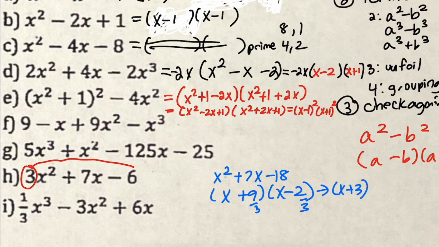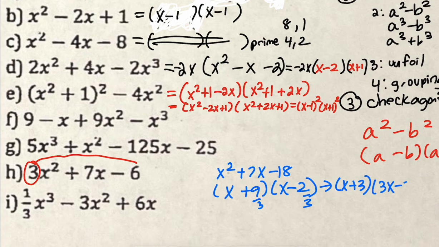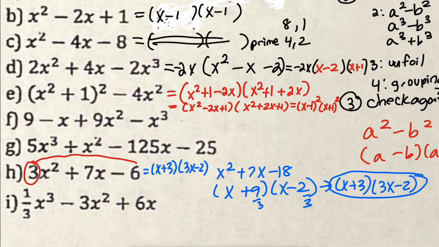But the 2 does not divide by 3. So to fix that, we're going to put the 3 denominator on the x, and so it's 3x minus 2. And that's our factorization. That's our answer. That is how that factors. So it's x plus 3 and 3x minus 2. Kind of an interesting one, okay?